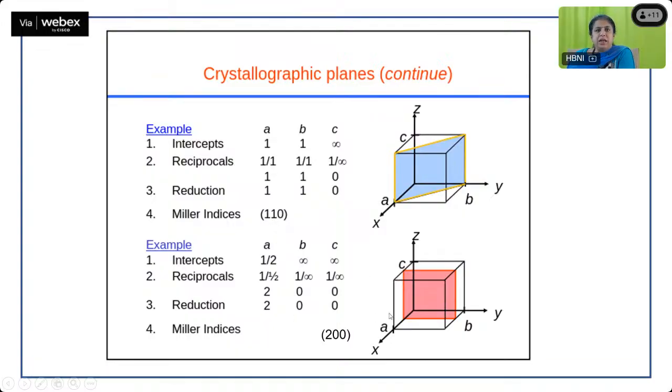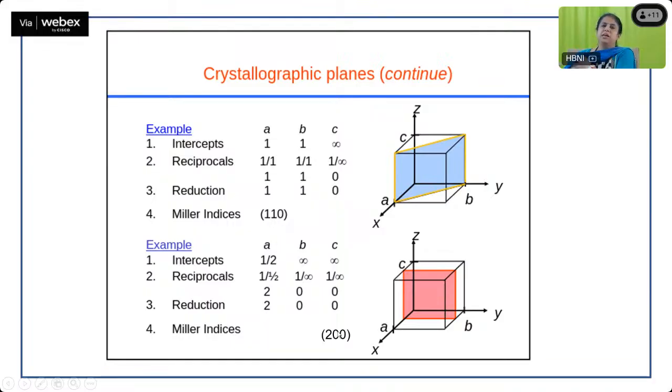Now, if you see, this plane makes an intercept of half on x-axis, parallel to B and parallel to C. That means infinity, infinity on y and z. Take the reciprocal, you have 2, 0, 0. Reduction: 2, 0, 0. Miller indices are 2, 0, 0.